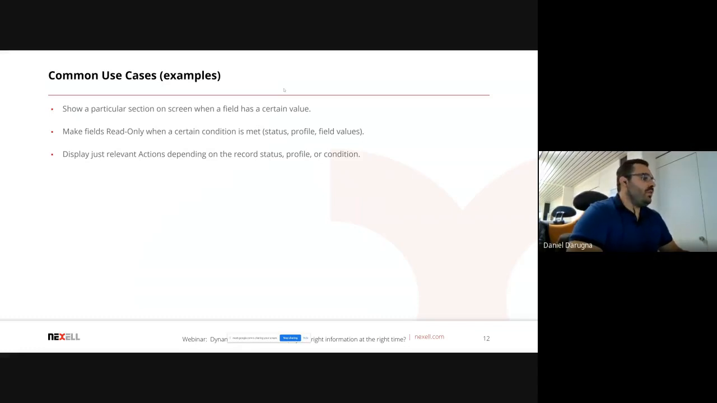And also displaying relevant actions depending on the record status, the profile, or a certain condition. Imagine that you have a record that demands an approval, and you have a button there saying submit for approval, but you don't want that button to be visible if the record is already approved. So now we can decide which actions will be shown to the user based on specific conditions. So these are three common use cases.